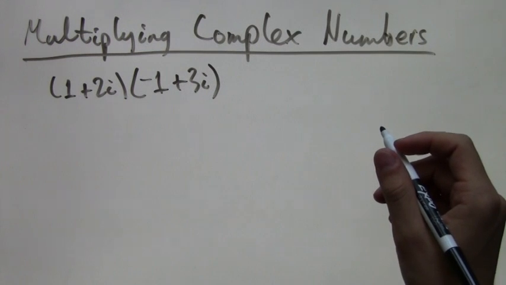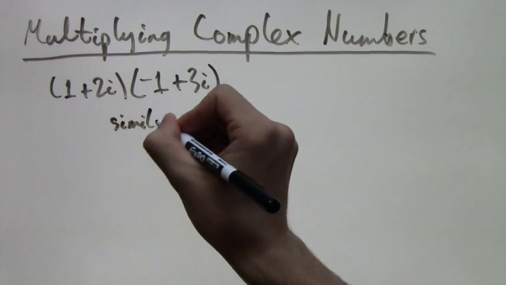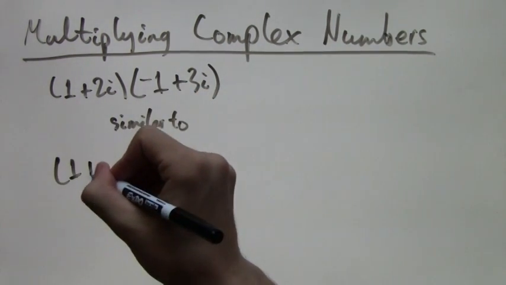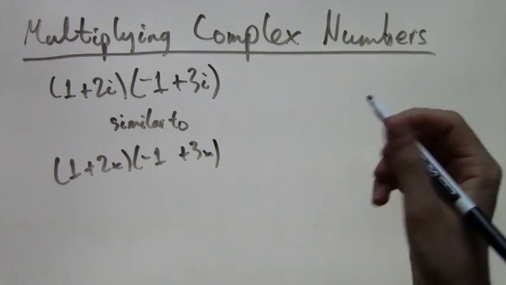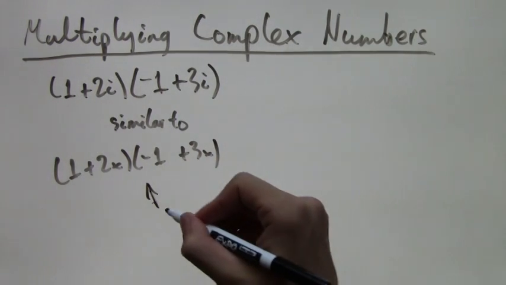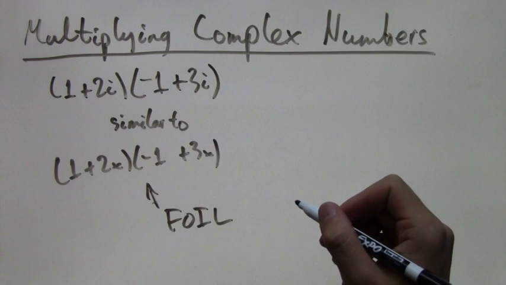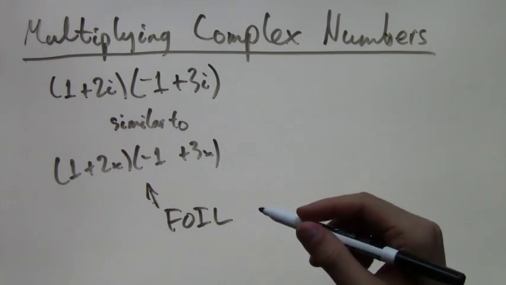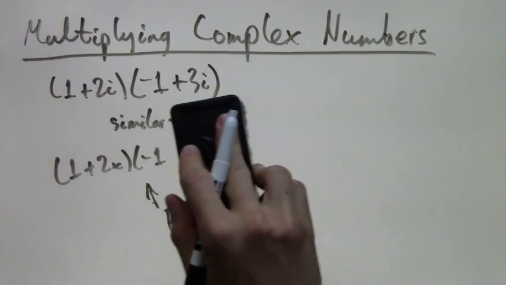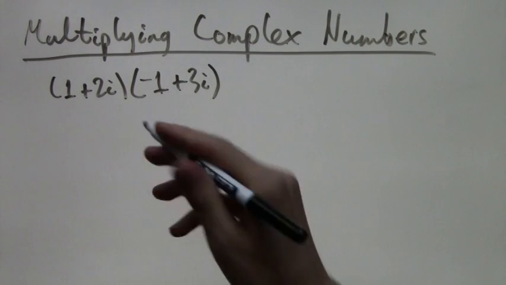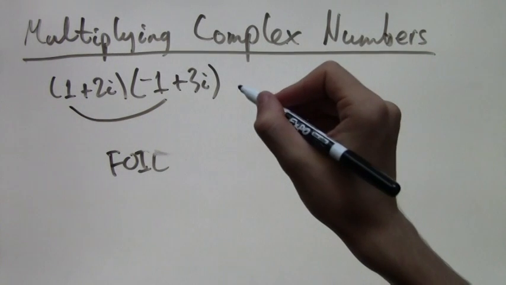So what's the trick here? There's a way of thinking about this that will help make sense. This expression that I just wrote down is very similar to 1 plus 2x times -1 plus 3x. And this expression with the x's, we can just FOIL. Well, the trick is that x or i, it doesn't really matter. We can FOIL anyway. So to multiply these two complex numbers, we're just going to use FOIL. But there's going to be one added twist, and I'll show you what I mean later.